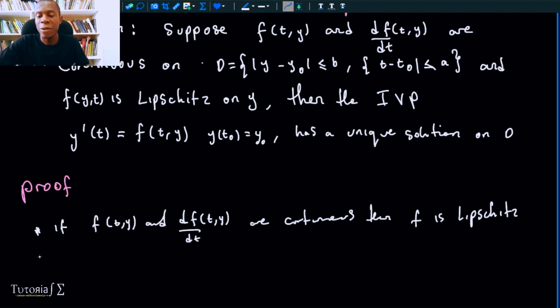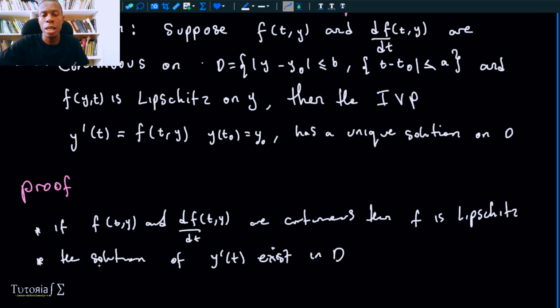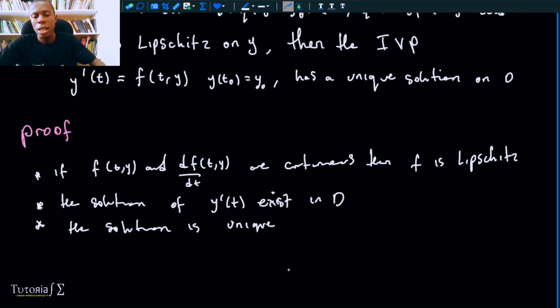Secondly, we would have to verify that the solution of y' exists in D. Okay, that is the second thing that we'll verify. Then the third thing we'll verify is that the solution is unique, and we are done. So if we verify this, then we have verified that the solution is unique. So we'll see about that.